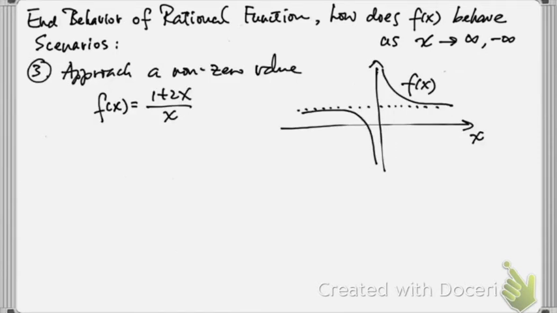And yet another scenario is that the function approaches a non-zero value. So an example is f of x is equal to 1 plus 2x over x. And as x goes to infinity, f of x approaches 2.